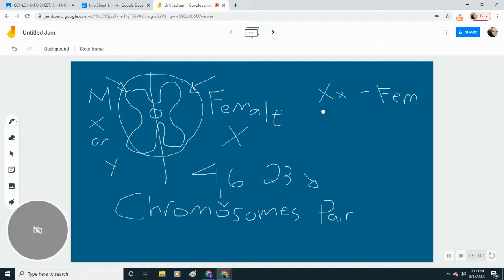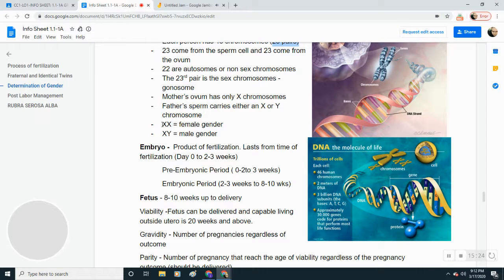Okay? But if the other chromosome is X, then ang na-fertilize na chromosome doon sa egg ay Y, the baby will become male. Okay? So, X and X chromosomes are female. X and Y chromosomes are male.